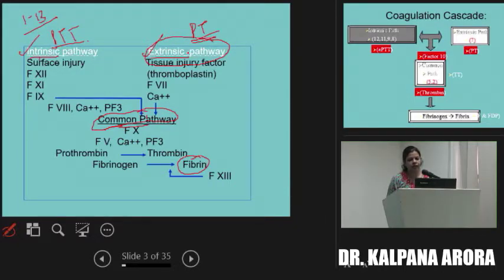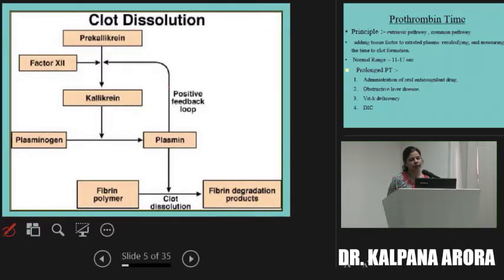We also have a test called thrombin time, which assesses the common pathway. And once this fibrin is formed, what happens? It is broken down further to release the fibrin degradation products, and eventual clot lysis takes place. So this is measured by which test? That is measured by the D-dimers. The clot dissolution takes place by the kallikrein pathway, which breaks down the fibrin polymer into fibrin degradation products. We can measure these fibrin degradation products also by immunoassays.